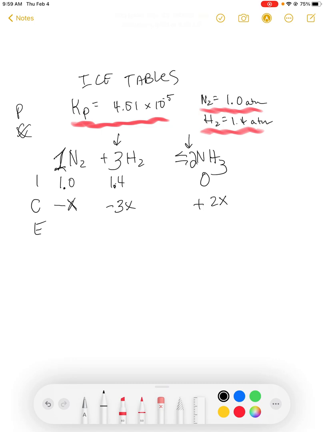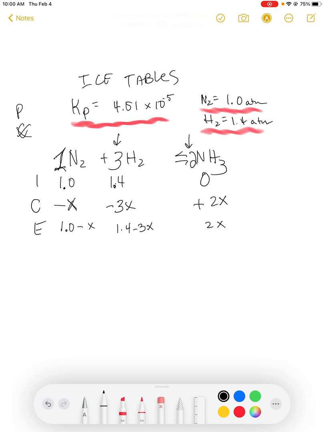Now, we studied that in kinetics. We talked about how things are going to change and what their relationship is. Okay, so at equilibrium then, the nitrogen is going to be 1 minus X. The hydrogen is going to be 1.4 minus 3X. And the ammonia is going to be 2X. So let's talk about how we can figure out what that X value is.